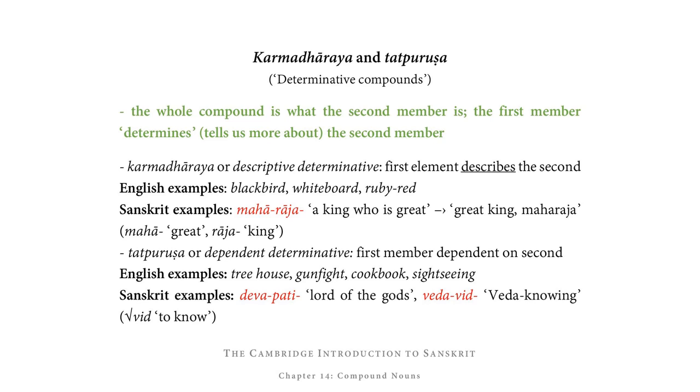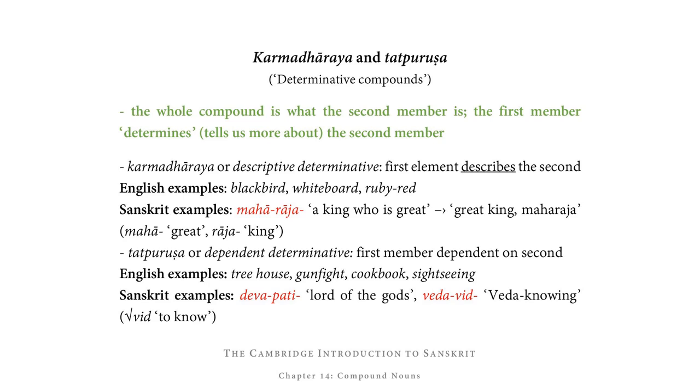Among the tatpurushas, or dependent determinatives, we have English examples such as treehouse, which is not a house that is a tree, but a house that is in a tree, a gunfight, a fight with guns, a cookbook, a book for cooks or for cooking, sightseeing, seeing whom or what, the sights.